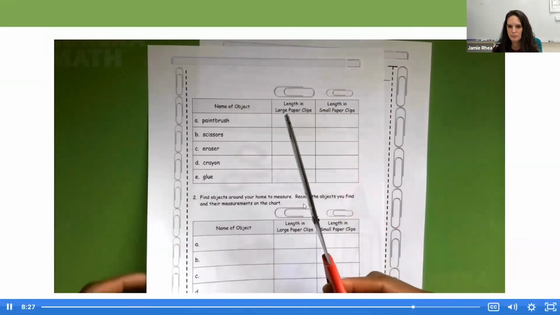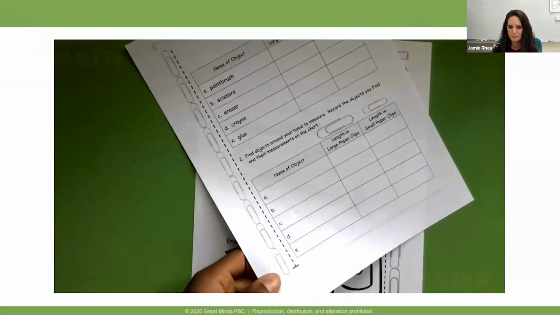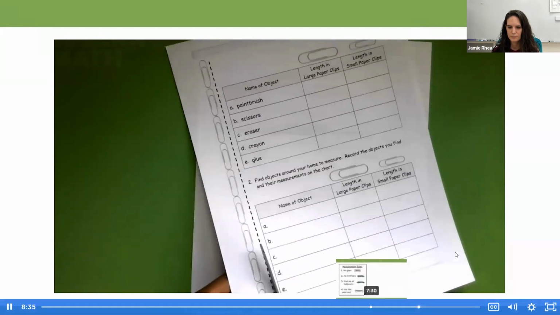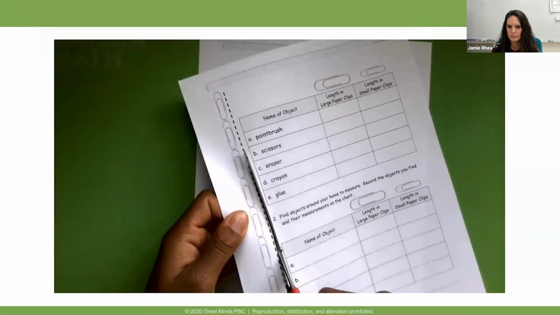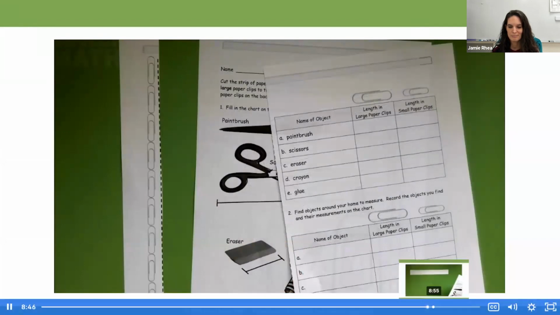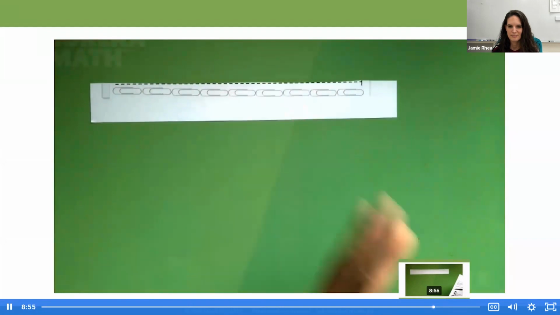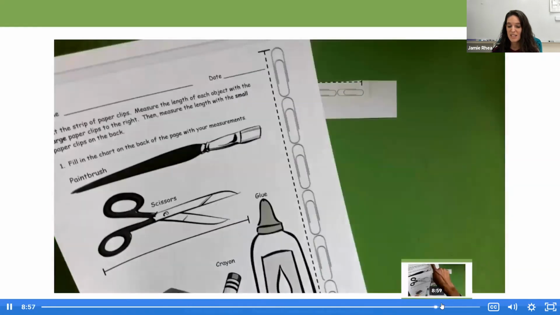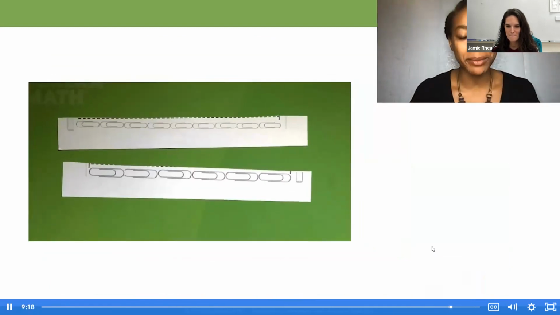You are going to use your scissors to cut along the dotted line. Cut with me as I cut along the dotted line. Pause the video now if you need more time to cut. Now that we cut out our small paper clips, let's do the same thing for our big paper clips. I'm going to fast forward. Pause the video now if you need help cutting out your paper clip strip. It should look just like this.